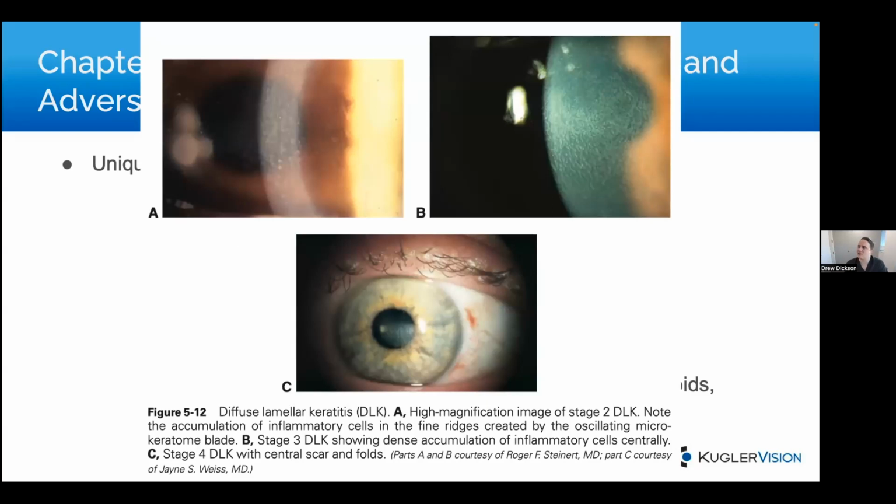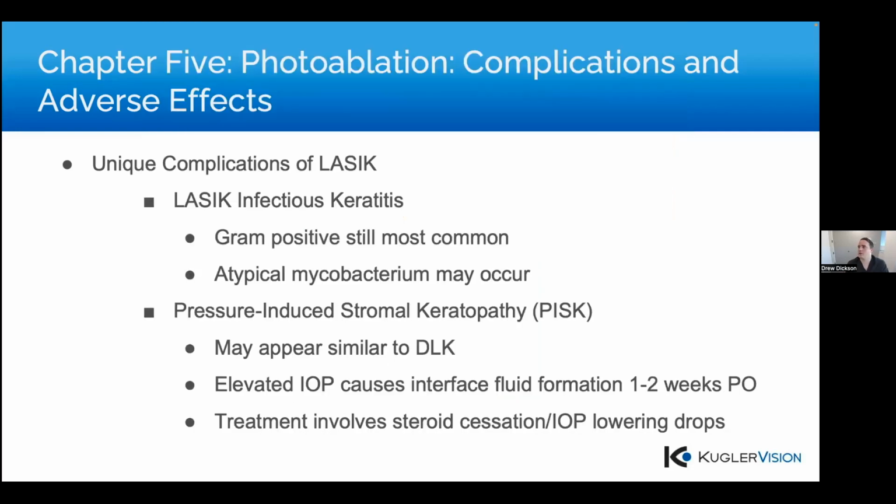These are some pictures. Picture A is what we call stage 2 DLK. B looks like stage 3 DLK, where you get more concentrated infiltrates, and would require a flap lift most of the time to get rid of that. We talk about infectious keratitis with both of these. There's also LASIK infectious keratitis, in which post-LASIK gram-positive organisms are still the most likely cause. But one thing that's kind of a buzzword related to this would be atypical mycobacterium causing these. So that's something to think of if you have a post-LASIK infectious keratitis.